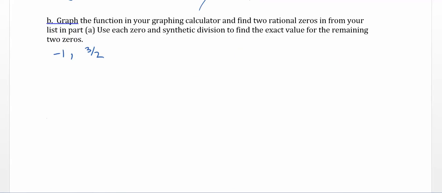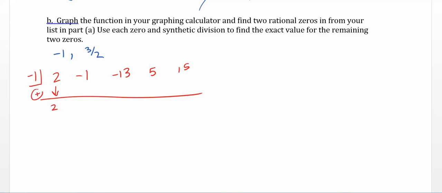Okay, so once you've done that, you're going to use these two zeros to pull out your other zeros. So what I mean by that is, let's set up -1 and use synthetic division. I'd have 2, -1, -13, 5, and 15. And then skip a line and draw a line, bring down. I would have 2, we're adding this up here. That would give me -2, this would give me -3, this would give me 3, this would give me -10, that would give me a +10, this would be 15, and then a -15, and of course we get a 0 here.